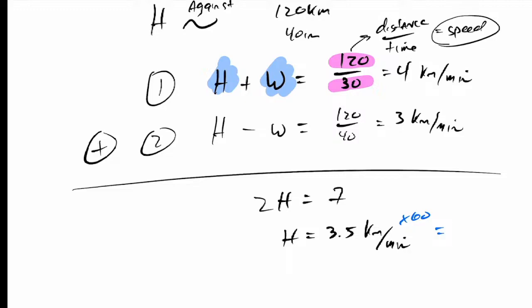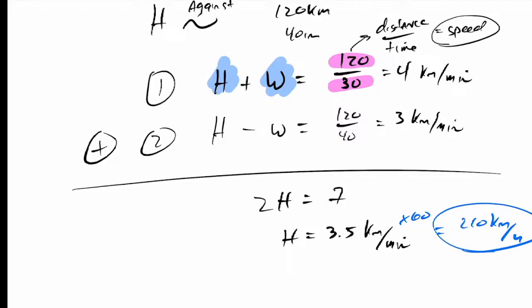So I don't know what answers they have there, but if I take 3.5 and multiply it by 60, was the answer 210 kilometers an hour for the helicopter? No, not yet, guys. Not yet. We got to do this first. No COD yet.